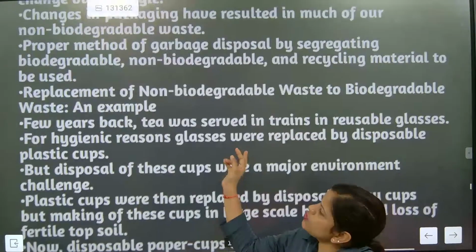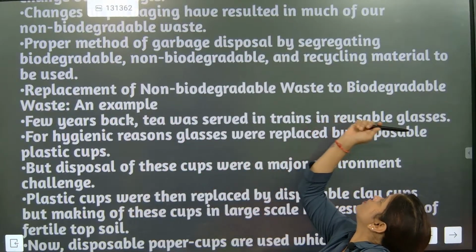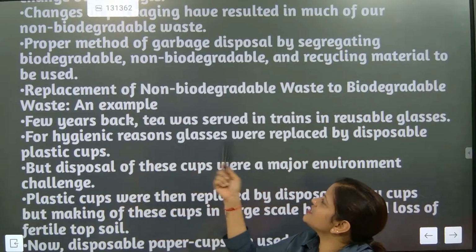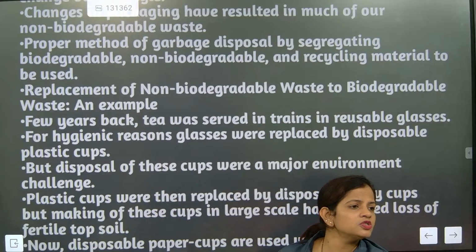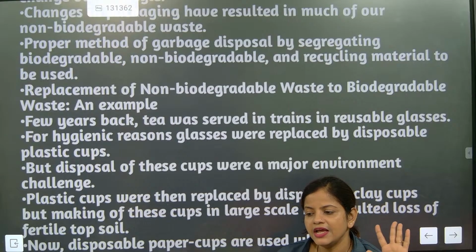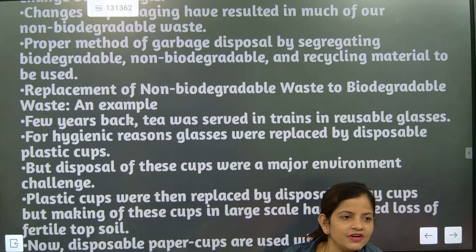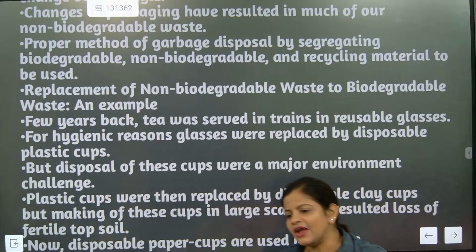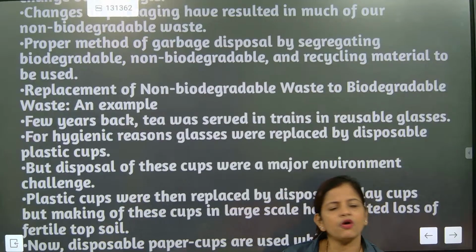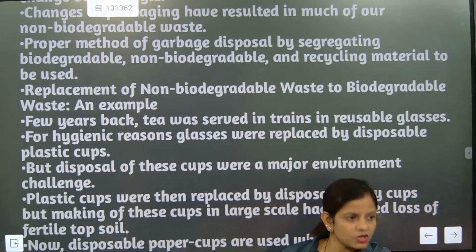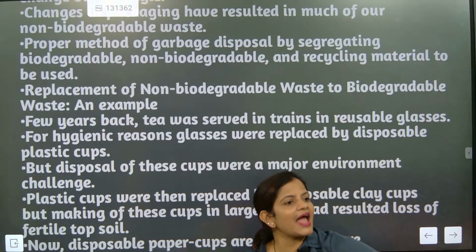So now we are going a few years back. Tea was served in trains in what? Reusable glasses. For hygiene reasons, glasses were replaced by disposable plastic cups. Now these disposable plastic cups you will see everywhere. In any station you go, what will you find? Plastic cups on the railway track. And if that is not enough, some people who are drinking water leave disposable bottles. Disposable bottles nowadays are found everywhere, on the track also.